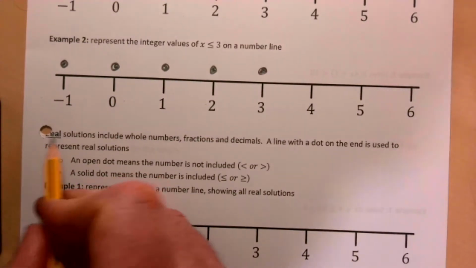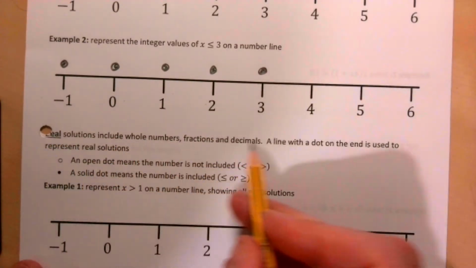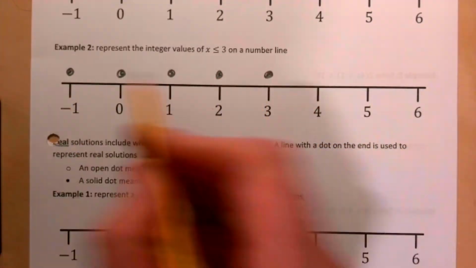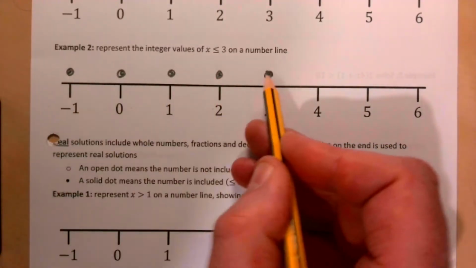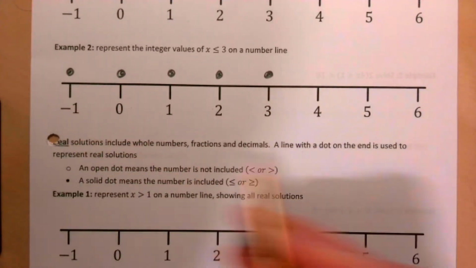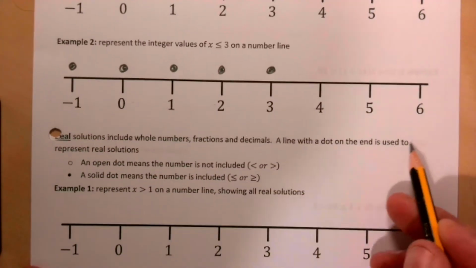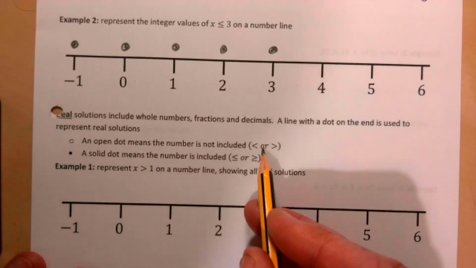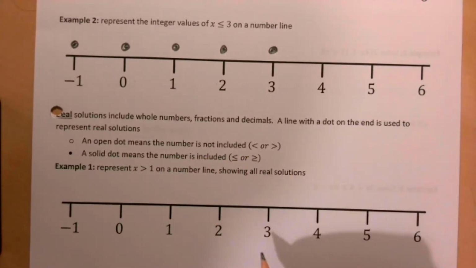Real solutions include whole numbers, fractions and decimals. So if it's less than 3, it's all the numbers in between. So we can't do a dot, you'd be there forever doing all the dots. We need to do a line instead. A line with a dot on the end is used to represent the real solutions. An open dot means it's not included. A solid dot means it is included. Again, this is stuff we've done before.